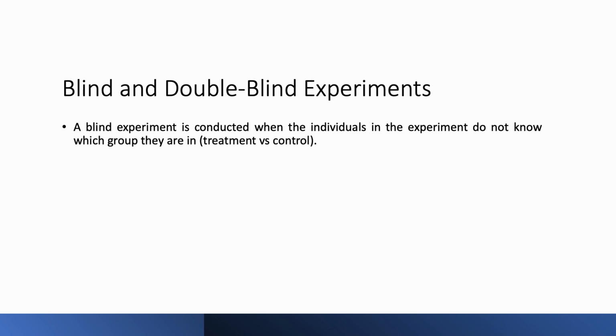A blind experiment is conducted when the individuals in the experiment do not know which group they are in. So you are chosen to be in an experiment, and you do not know whether you are in the treatment group or the control group. The control group is used as a baseline to determine whether the treatment is working or not. So if it's for a medication, you are given a similar looking medication, but it doesn't have any of the active ingredient in it. It's a placebo or a sugar pill.